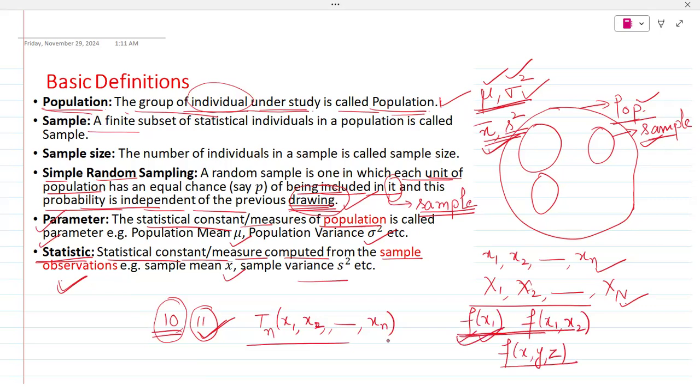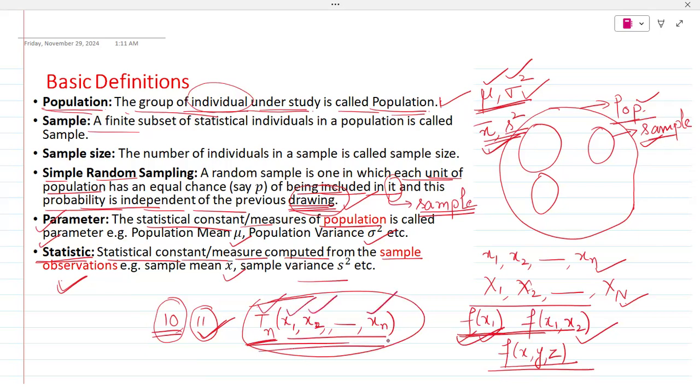So this is a function of x1, this is a function of x1, x2, this is a function of x, y, z. Even this notation is the same: it is a function of x1, x2, ... xn, or the value of Tn(x1, x2, ..., xn) depends upon these sample observations. So this is another definition of statistic.